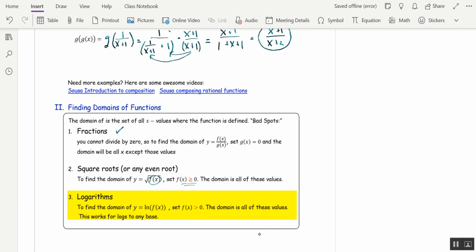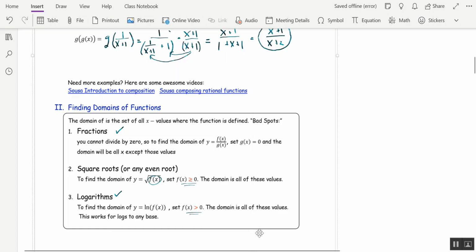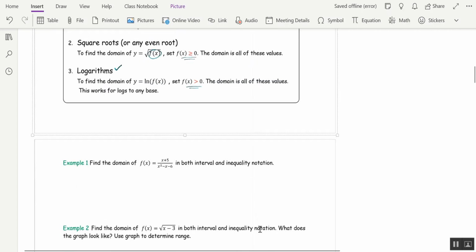Logarithms are super similar to square roots, except that you have to set the argument strictly greater than 0 because you cannot take the log of 0. You can take the square root of 0. You can't take a logarithm of 0. All right, so I'm going to do 3 examples, one of each one.